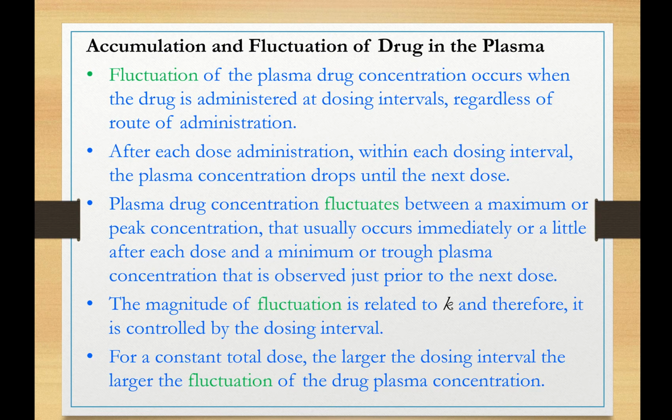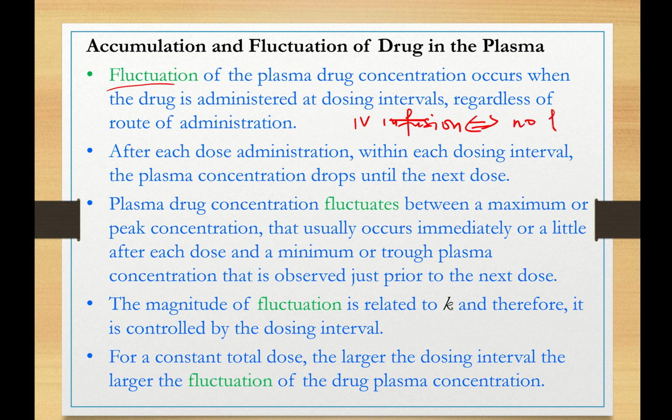All right. Now let's discuss a little bit more about fluctuation. So fluctuation of the plasma drug concentration occurs when the drug is administered at dosing intervals, regardless of route of administration. So with constant rate IV infusion, so if you have an IV infusion, you're not going to have any fluctuation.